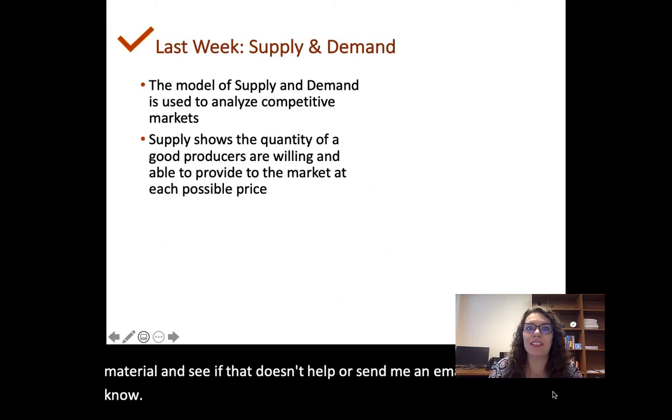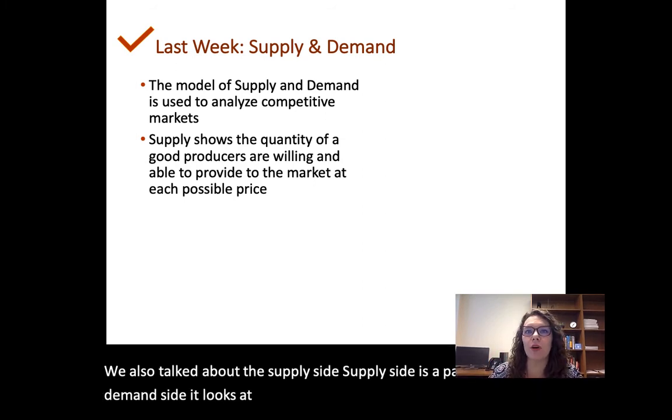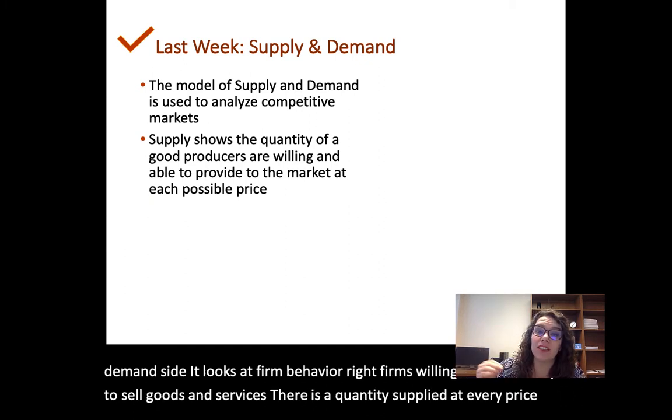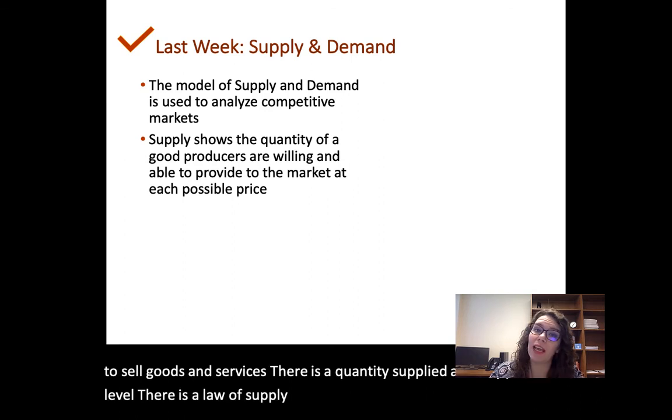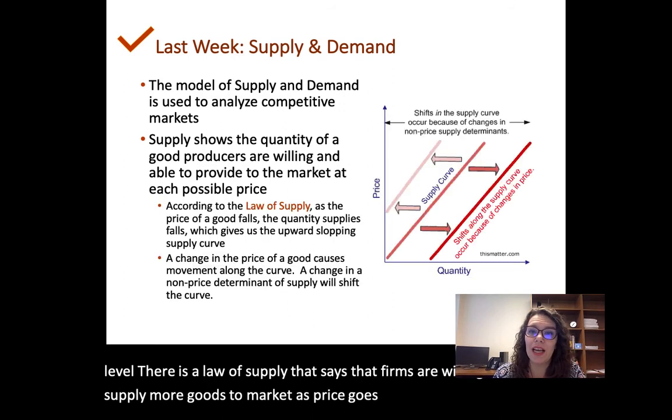We also talked about the supply side. Supply side is a parallel to that demand side. It looks at firm behavior, right? Firms' willingness and ability to sell goods and services. There is a quantity supplied at every price level. There is a law of supply that says that firms are willing and able to supply more goods to a market as price goes up, which is where we get an upward sloping supply curve.